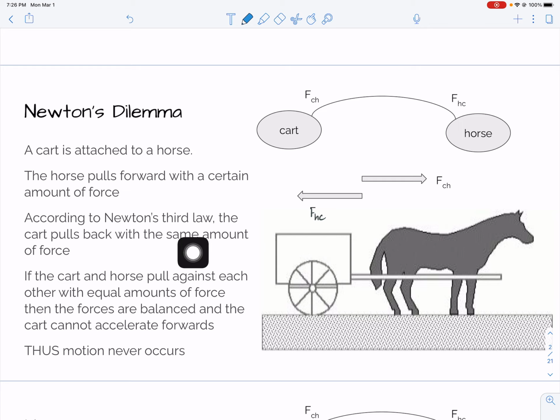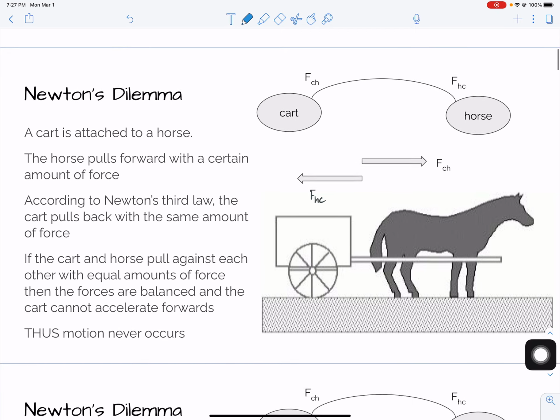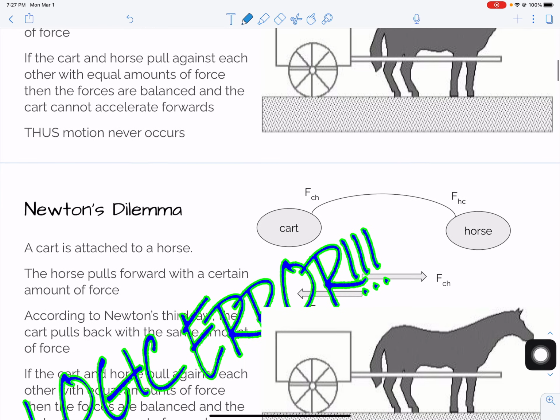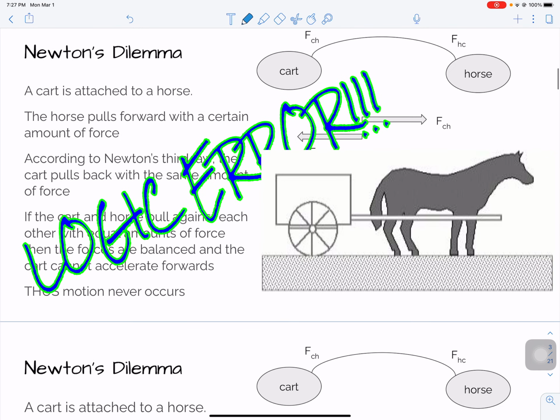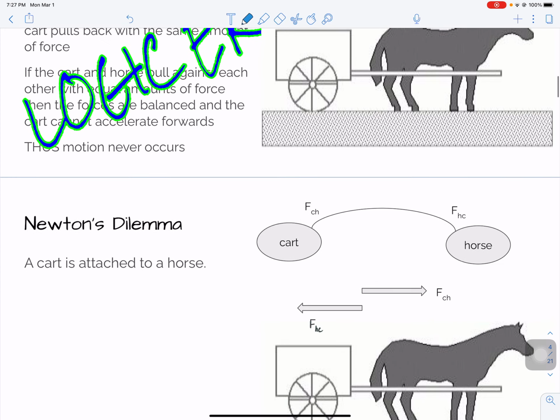So if the cart and the horse pull against each other with equal amounts of force, then the forces are balanced and the cart cannot accelerate forwards. Thus, motion never occurs. All right, so hopefully you guessed there is a major logic error here. And so we're going to try to figure this out.